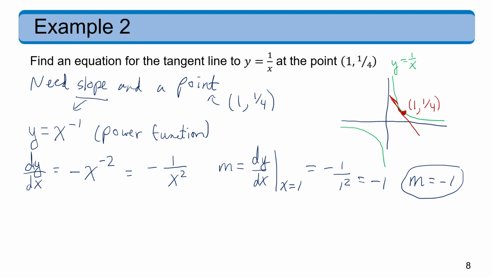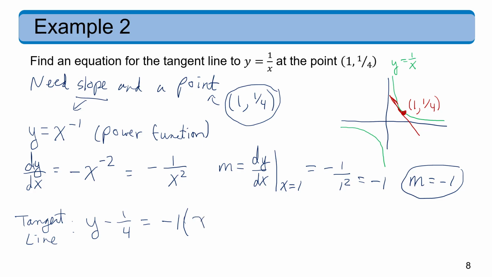So we have the two pieces we need. We have our point and our slope. The rest is just a matter of writing an equation of the line by using the point-slope form. So our tangent line in point-slope form, we take y minus the y-coordinate of your point, which here is 1/4, equals the slope, which is -1, multiplied by x minus the x-coordinate of the point, which is 1. So we have our equation now.